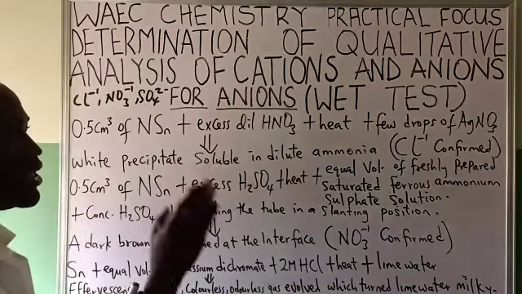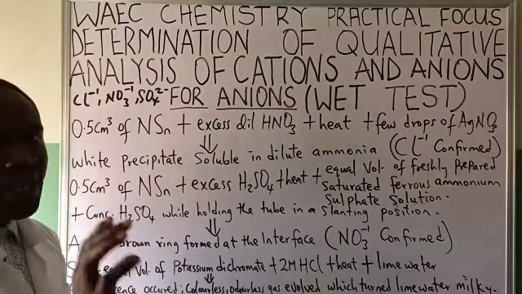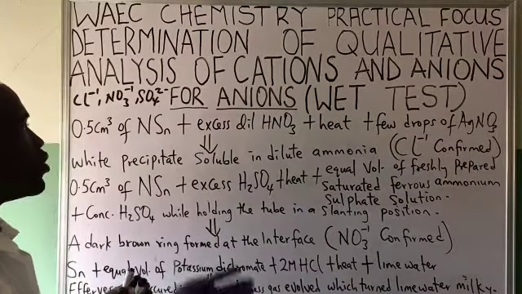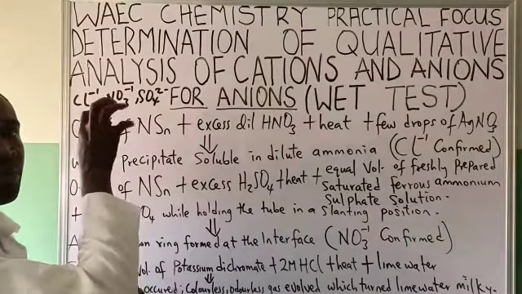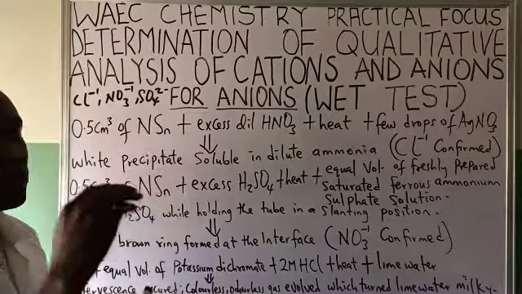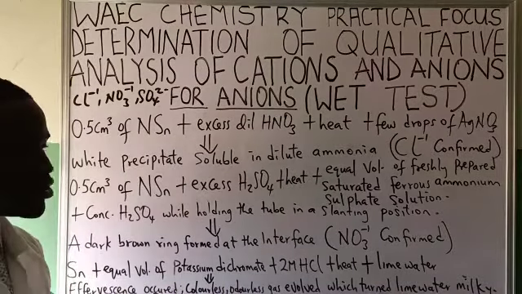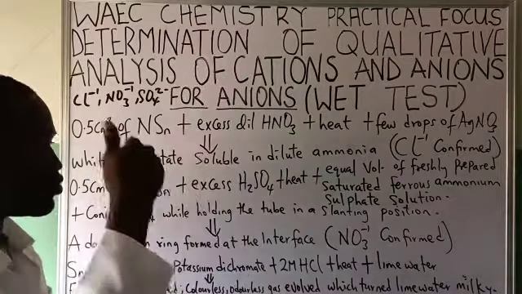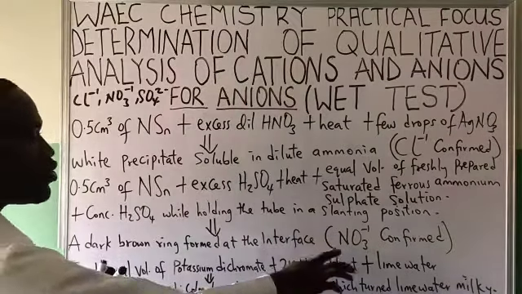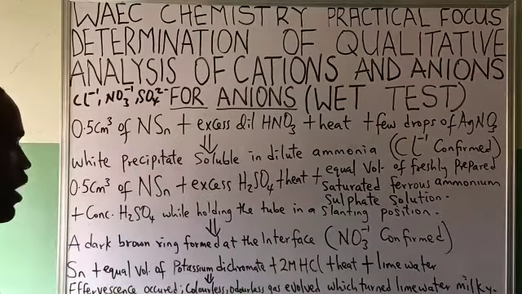Wet test is the best technique used to confirm any anion, because the preparation of sodium carbonate extract will remove those interferences, those heavy metals that will interfere in your result. It will get rid of them. So what you now write is NO3 minus confirmed.